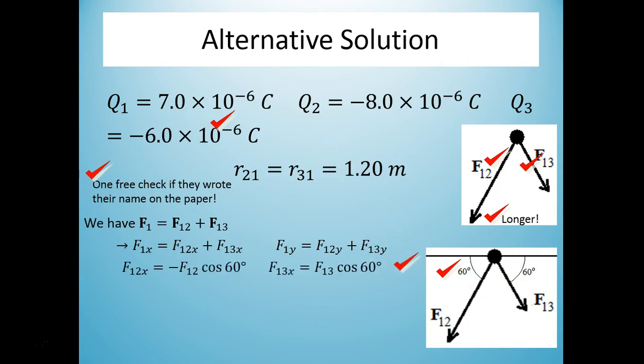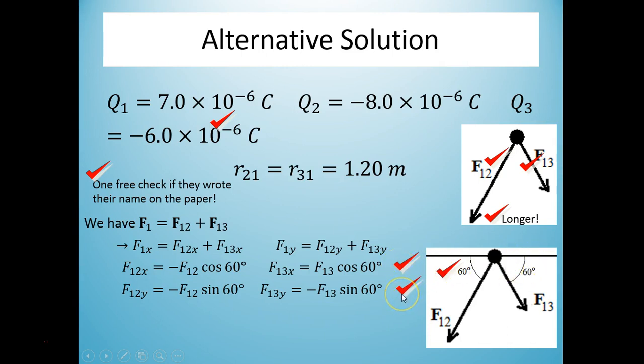In order to get the force components in the x direction, we need to multiply each of our magnitudes by the cosine of 60 degrees. In this case we needed a negative sign as well, because F12 is going down and to the left, so we're going to be taking the cosine of this angle to get the x component, which is going to be going that way, negative. We're going to take the cosine of this angle to get the x component this way, positive. That's what this first check mark is for.